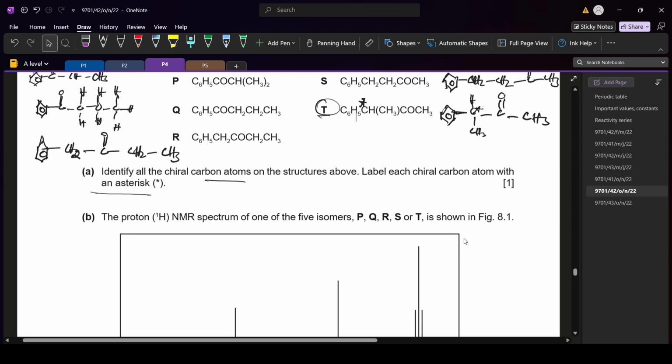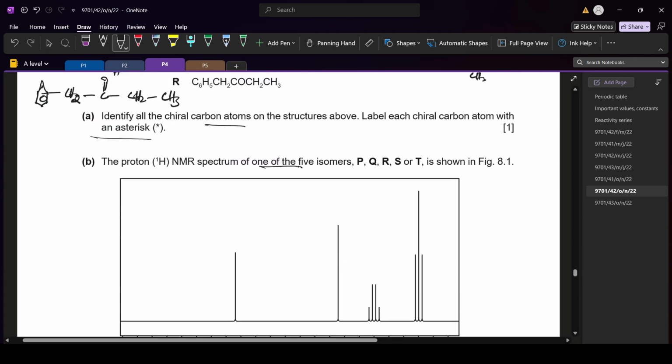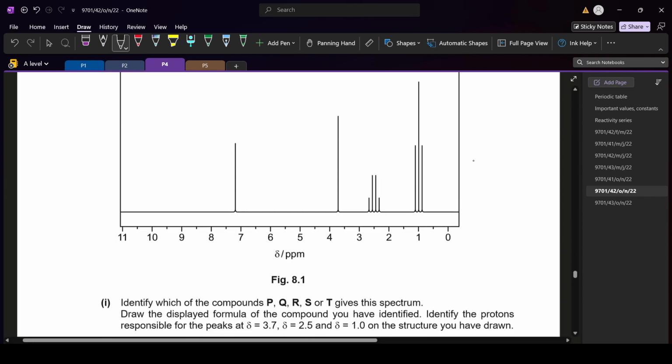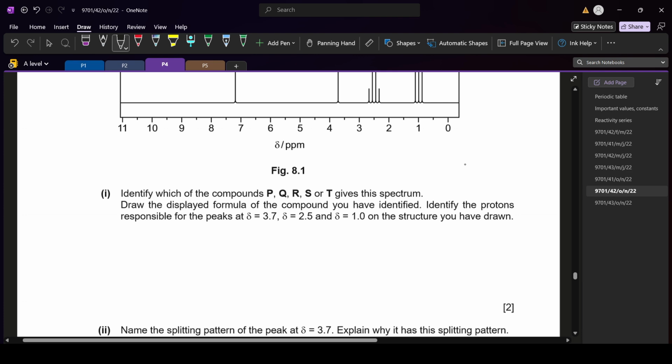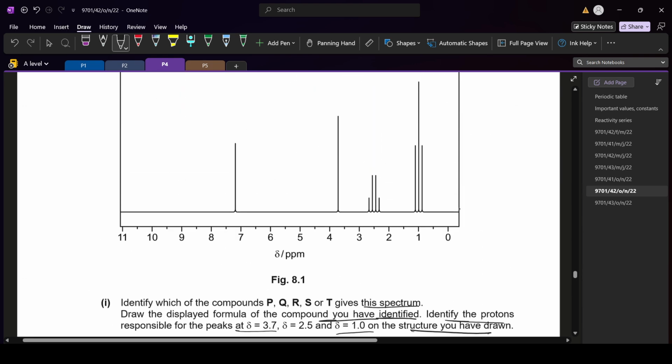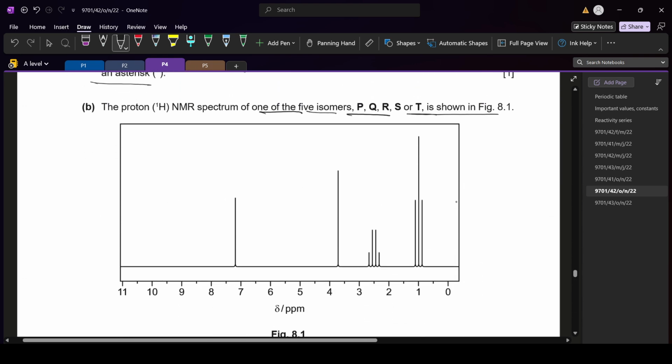Now part B, the proton NMR spectrum of one of the 5 isomeric compounds P, Q, R, S, or T is shown in figure 8.1. Identify which compound gives this spectrum. Draw the displayed formula of the compound you have identified. Identify the protons responsible for the peaks at the chemical shifts of 3.7, 2.5, and 1 on the structure you have drawn. So this peak is due to the benzene ring.